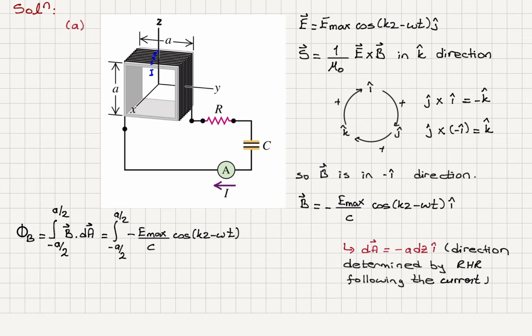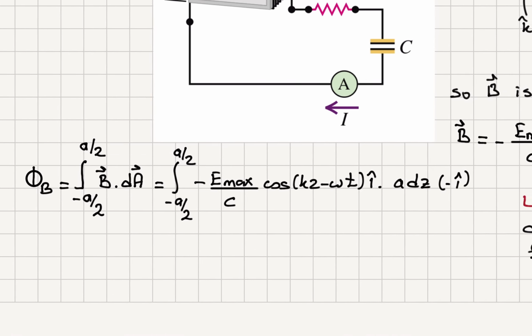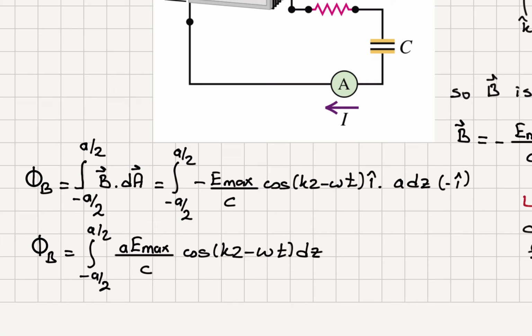All right, so this is going to be the dot product of the magnetic field with a dz in the minus i hat direction. So the magnetic flux phi B can be written as the integral from z equal to minus a over 2 to plus a over 2 of a E max over c, cosine(kz minus omega t) dz. i hat dot i hat is 1, minus minus becomes plus, so the minus signs cancel. So this should be the integral I need to evaluate to find the magnetic flux.